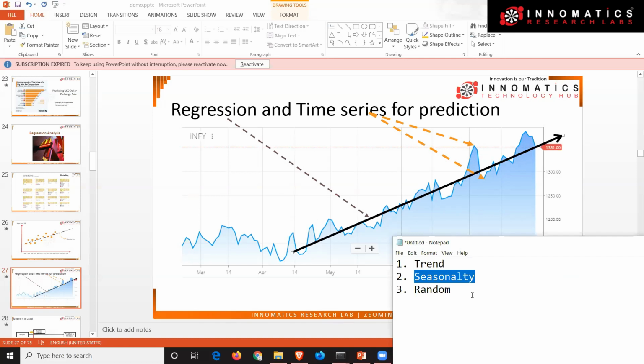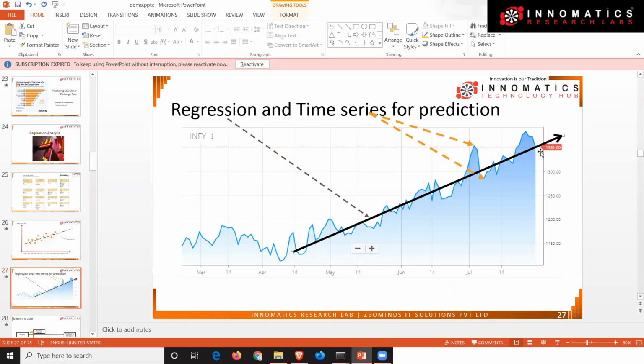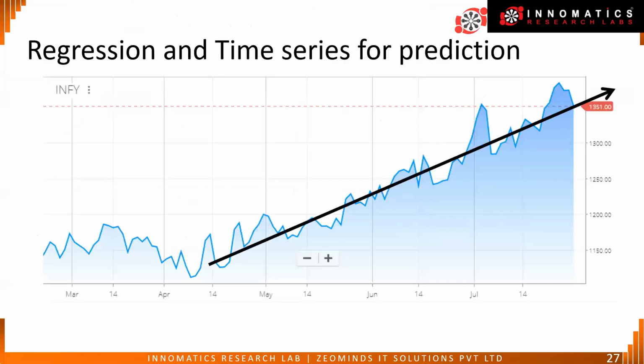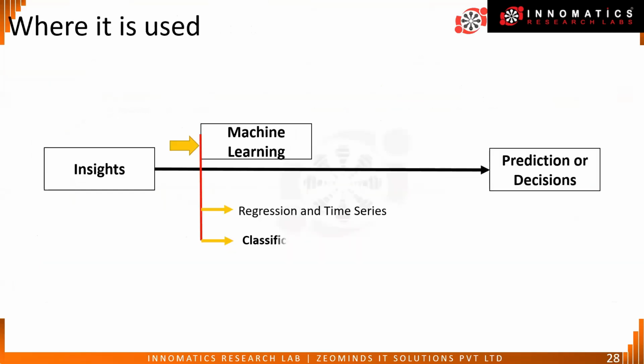And the third one is random. Of course, we can't predict it. It's completely random, some kind of noise, and that is what we can't find. That is what time series is in simple terms. Regression will talk about the trend, and time series will talk about seasonality and the randomness: when it will increase, when it will decrease.